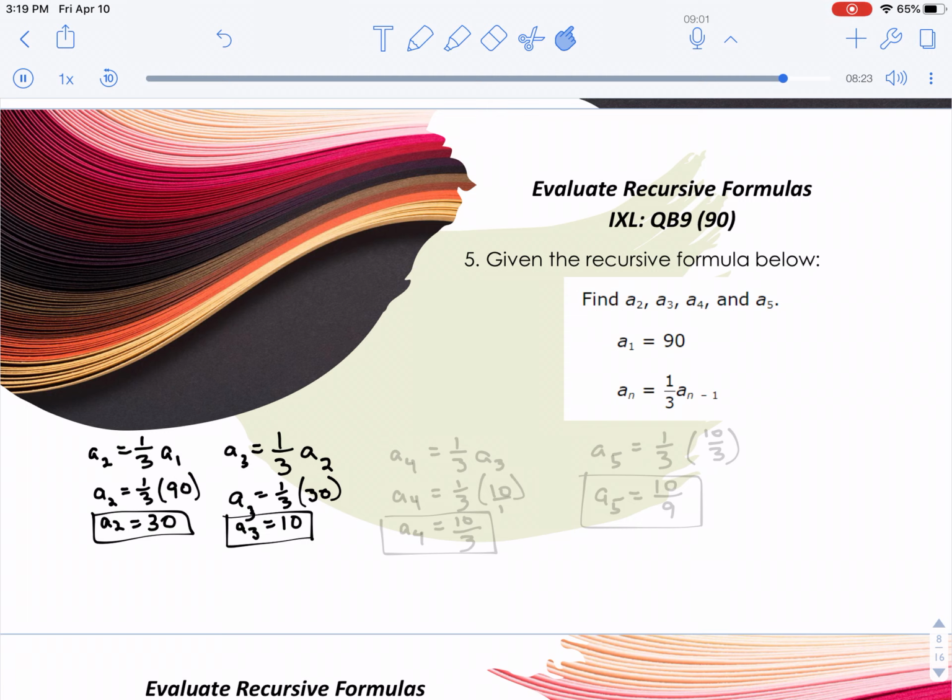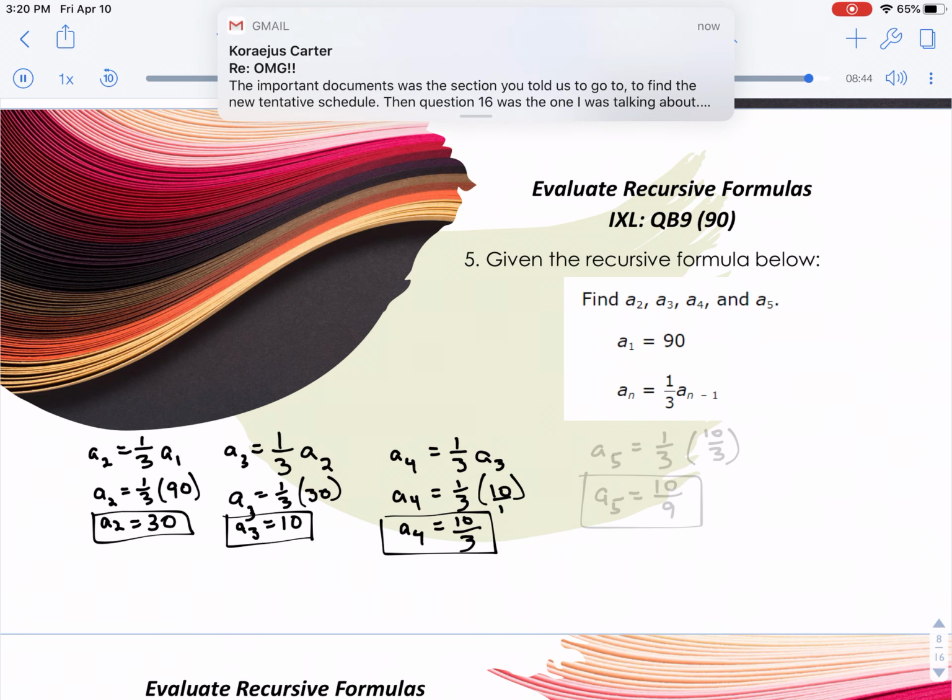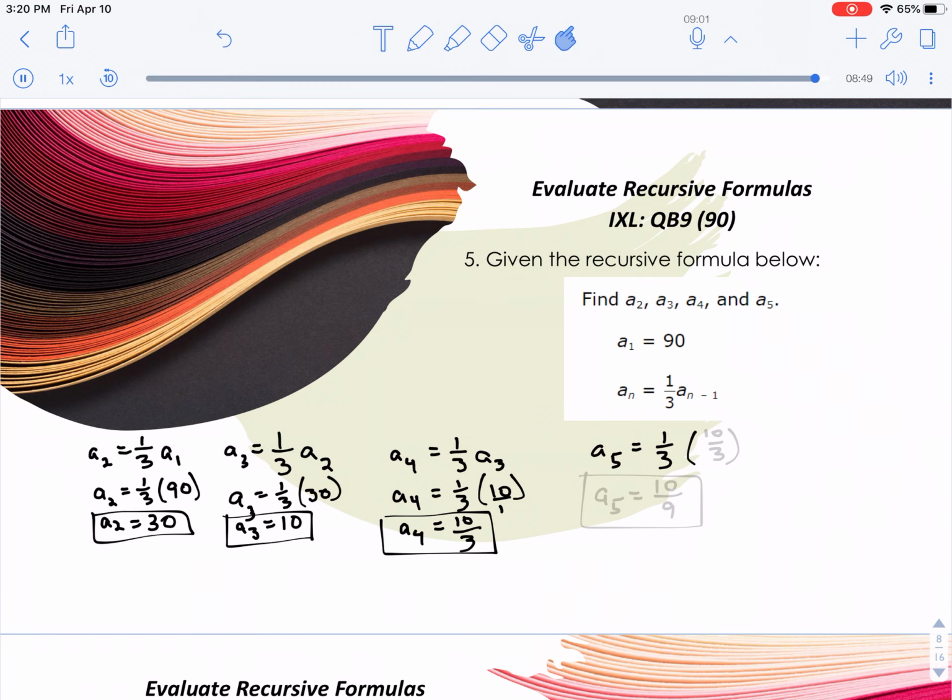And a sub 4 is 1/3 of a sub 3. And we just found a sub 3. A sub 3 is 10, so 1/3 of 10. We're going to put that 10 over 1 and multiply, and we get a sub 4 is 10 over 3. And there's a sub 4. And a sub 5 is 1/3 of a sub 4, which is 10/3. And when we multiply those, we get a sub 5 is 10 over 9, and there's a sub 5.